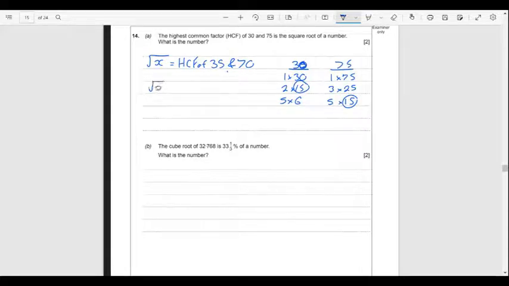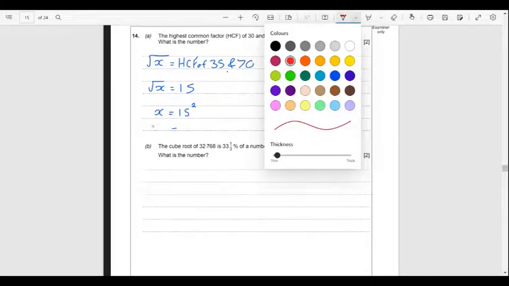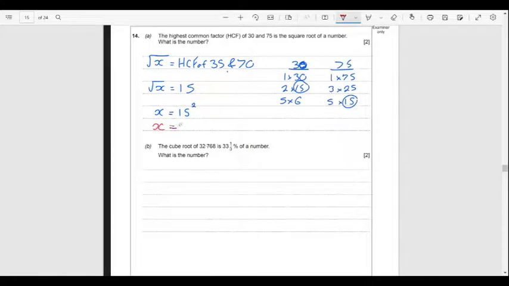Okay, so my square root of x is equal to 15. The opposite of square rooting is squaring. So x is equal to, let's put this in red pen, 225.